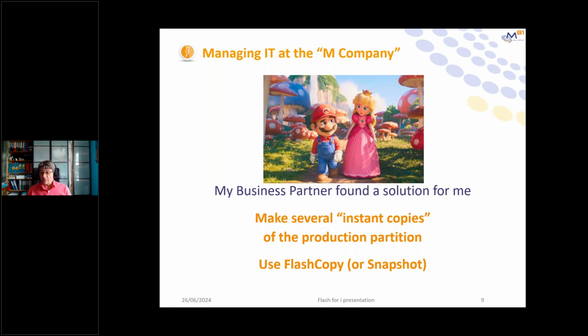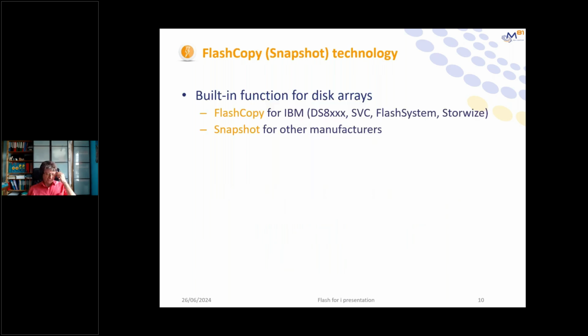What is flash copy or snapshots? Well, in fact, flash copy and snapshots is a function that is integrated into the disk array, the storage systems. It's called flash copy in the IBM world, so DS8K or SVC, FlashSystems or Storwize. It's called snapshots for the other manufacturers. And in the last versions of the IBM storage, it's also called snapshot. There's another version that is called snapshot.